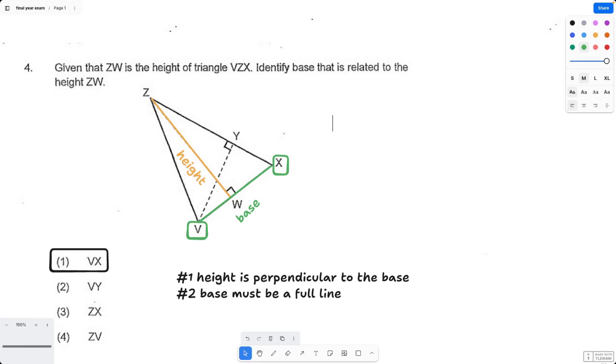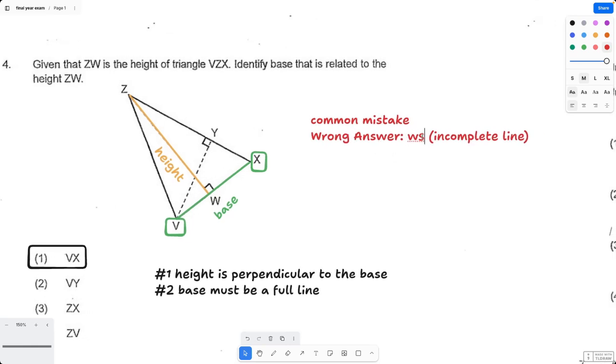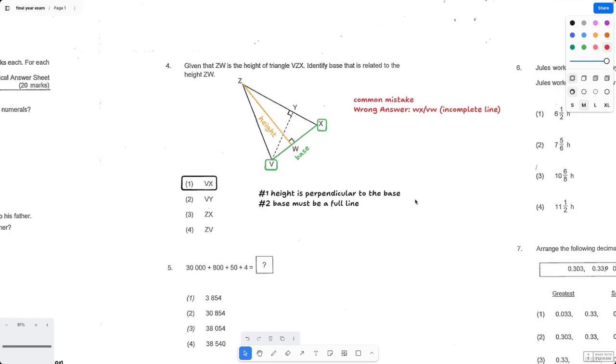Sometimes there's a common mistake, which I'm going to write down as well, in red. The common mistake is thinking the base is just WX, which is an incomplete line. That is the wrong answer. WX or VW is wrong because it's an incomplete line in this case.